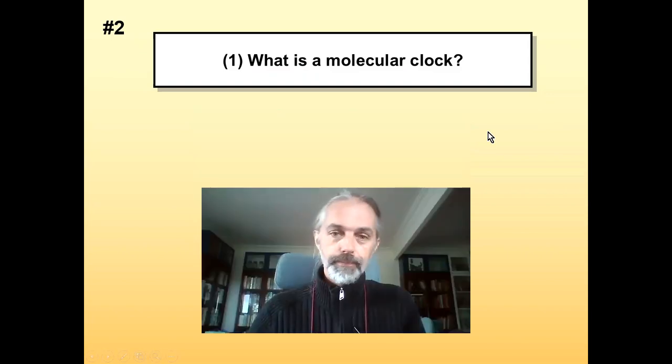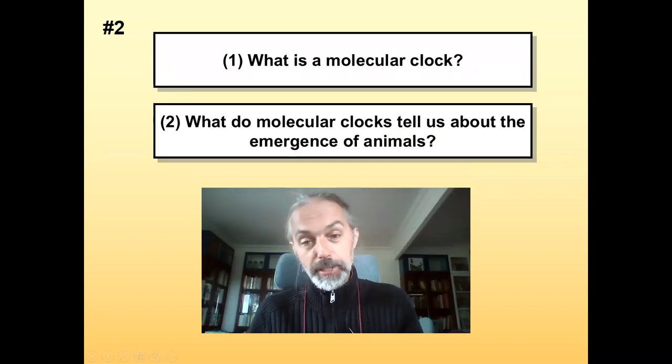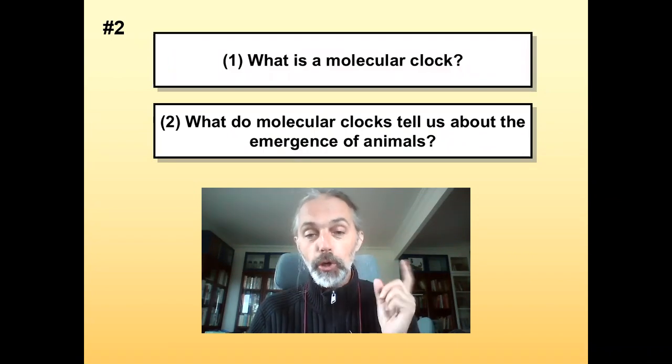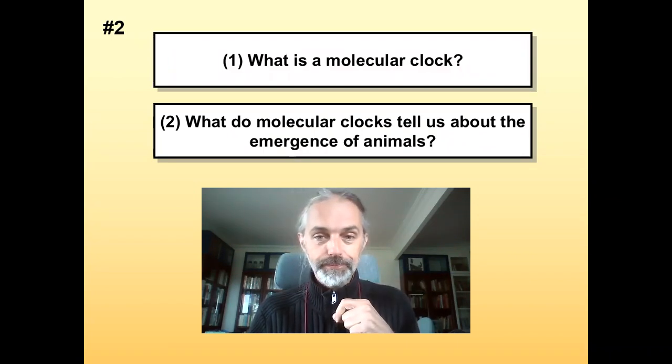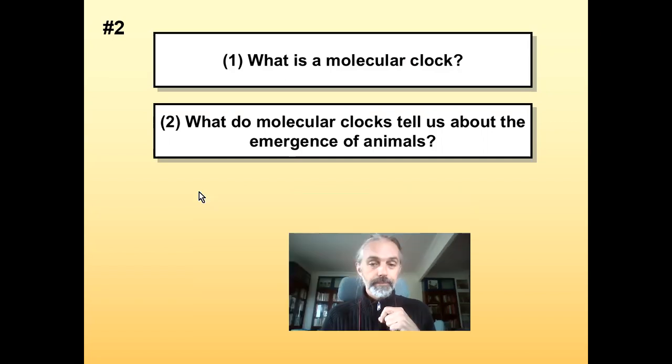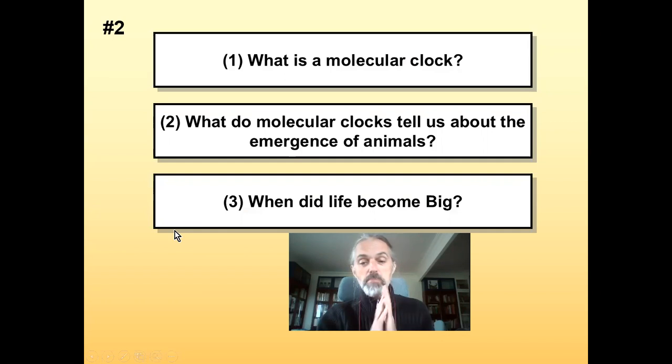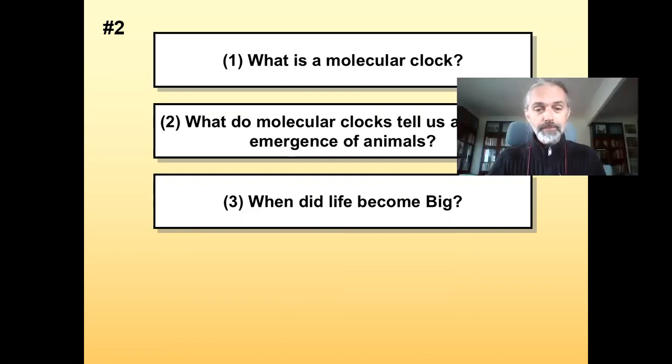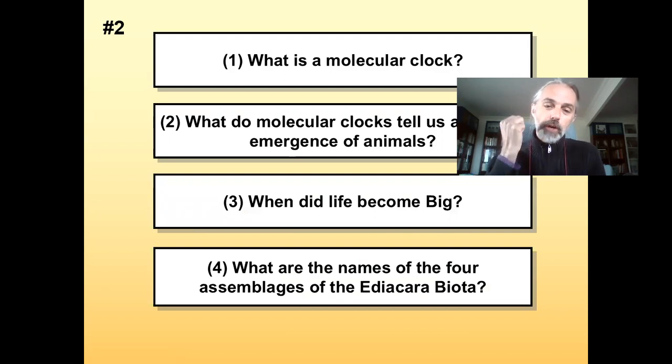Number 2. What do molecular clocks tell us about when our ancestors, the earliest animals, emerged? Number 3. When did life become big? When did the first big creatures appear? In million years. And number 4, what are the names of the 4 assemblages of the Ediacaran biota? There's 4 distinct stages of how life evolved during the Ediacaran. They have 4 names. The first name is very long and very hard to remember. You will see.